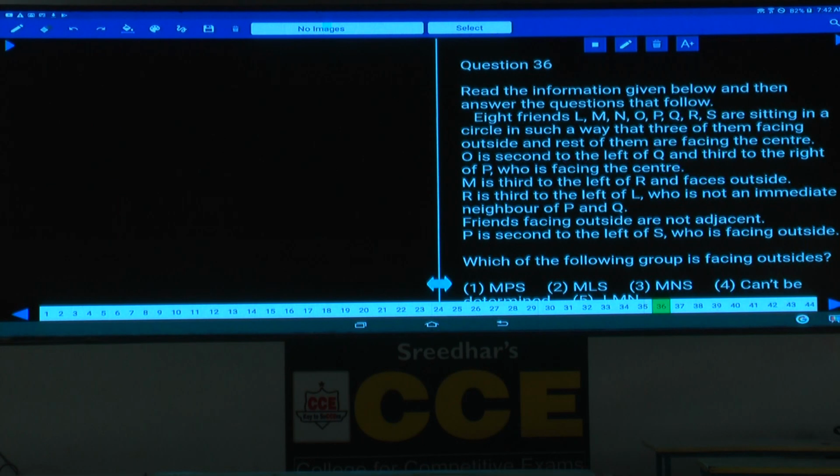Then question number 36 to 40. 8 friends L, M, N, O, P, Q, R and S, positions 1, 2, 3, 4, 5, 6, 7, 8. 8 persons, in such a way that 3 of them are facing outside and the rest of them are facing inside. O is seated second to the left of Q, and third to the right of P. P is facing the center, that is clearly given. As P is facing the center, now we should fix P at this place.